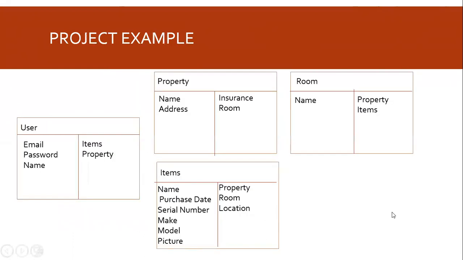So for this next part, the project example. The first card we have is the class User, and the responsibilities that it has are email, password, and name. It collaborates with items and property. If you look at the property class, it has responsibilities of name and address, as well as the collaborators of insurance and room.